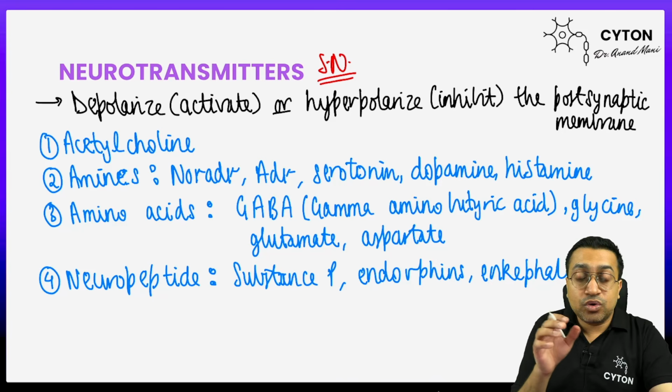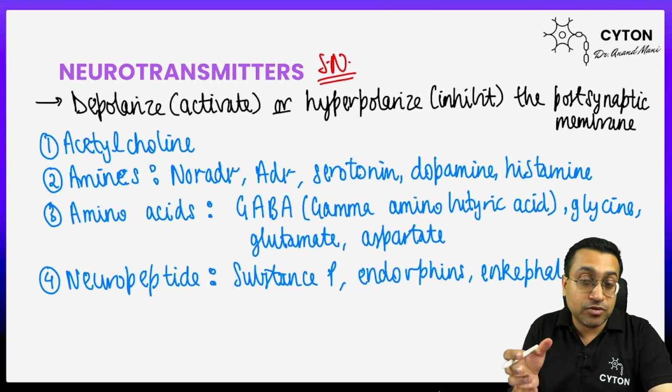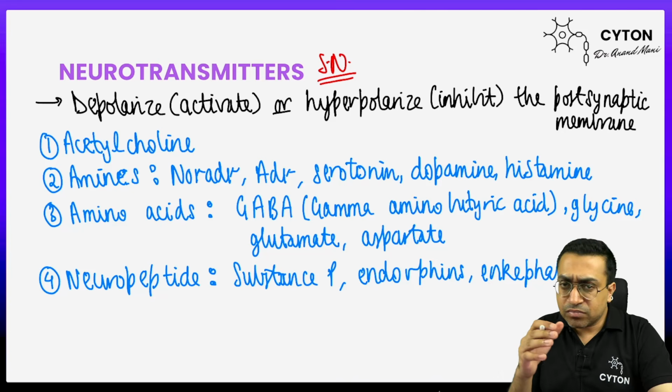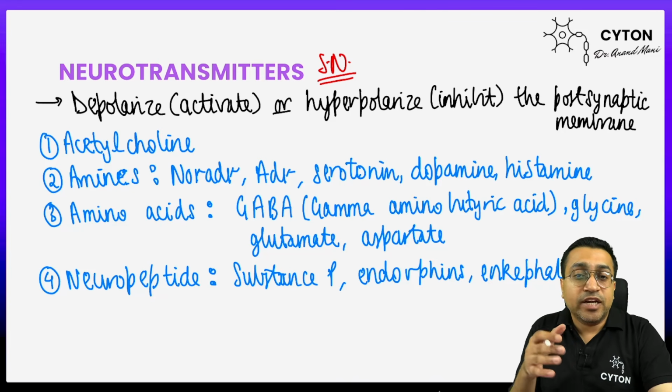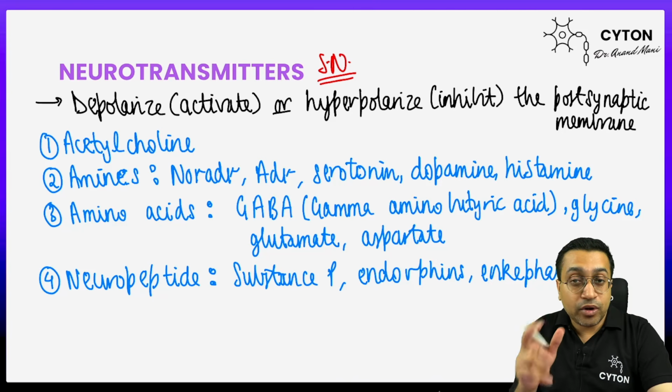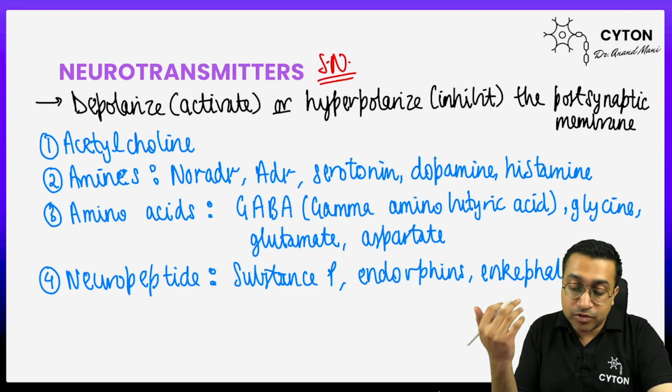Okay, so neurotransmitters bind with receptors to produce their desired effects, as you will study in physiology. For example, acetylcholine binds with cholinergic receptors. Adrenaline, noradrenaline, they bind with adrenergic receptors. Okay, so that is something which you have to remember.